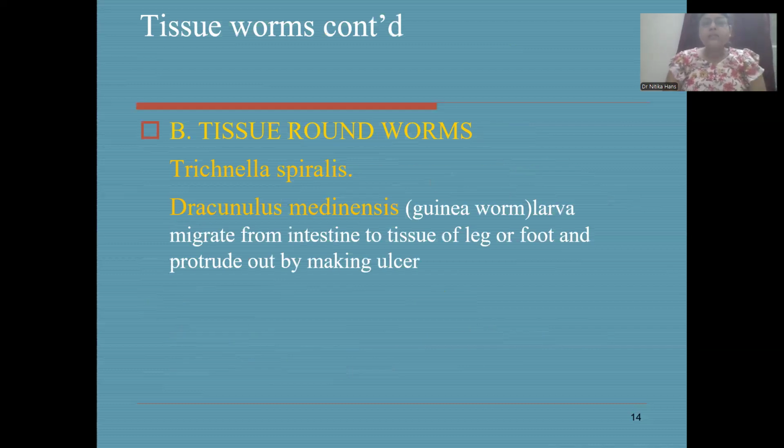So next is tissue roundworms. These are Trichinella spiralis and Dracunculus medinensis, which is also known as the guinea worm, which migrate from the intestine to the tissue of the leg or foot and protrude out by making an ulcer. Means they will form an ulcer in the leg or the foot.